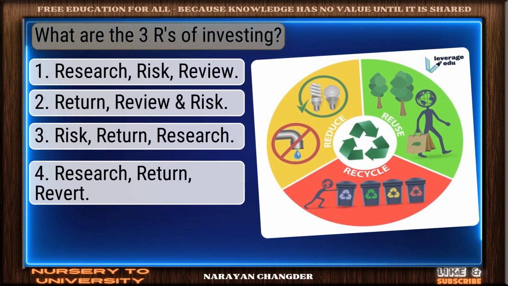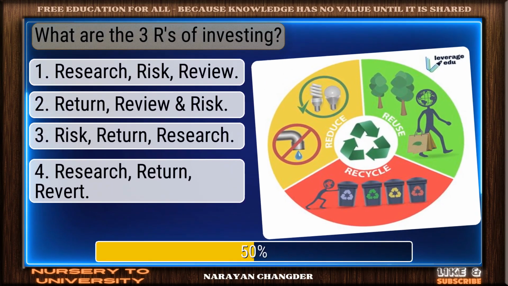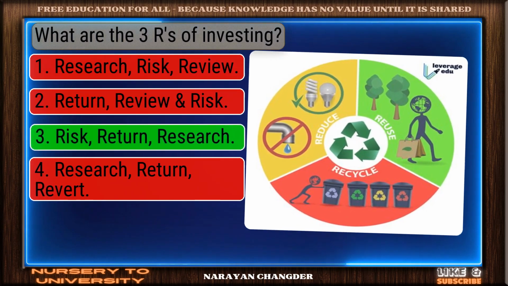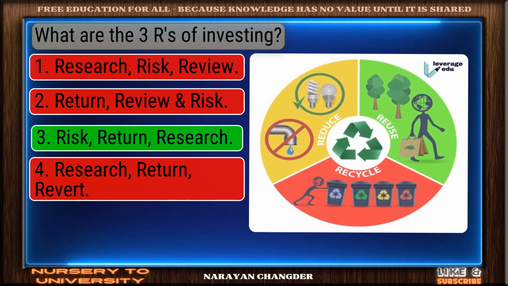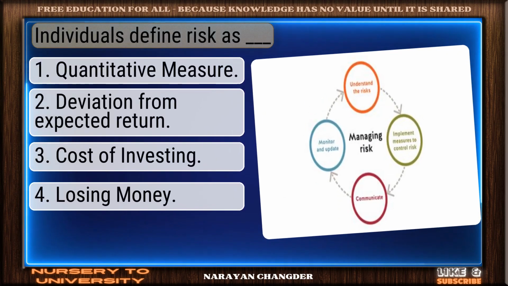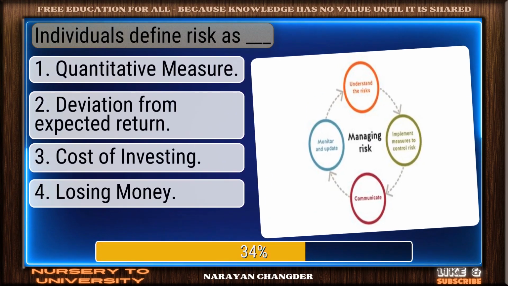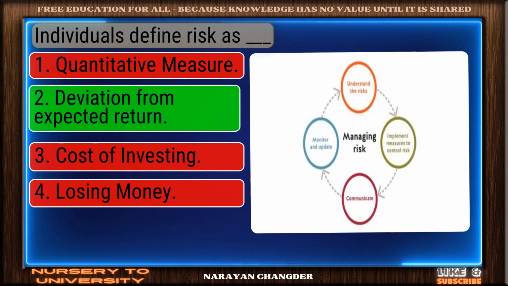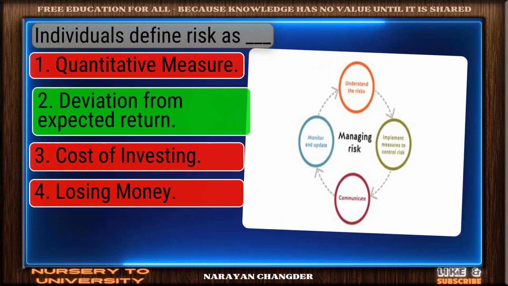What are the 3 R's of investing? Perfect. Risk, return, research is the correct choice. Individuals define risk as dash. Bravo. Deviation from expected return is the answer.